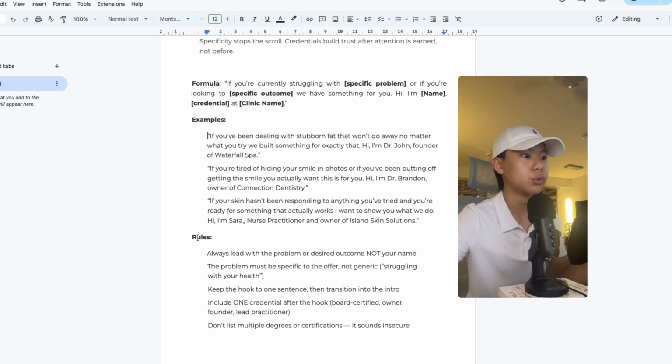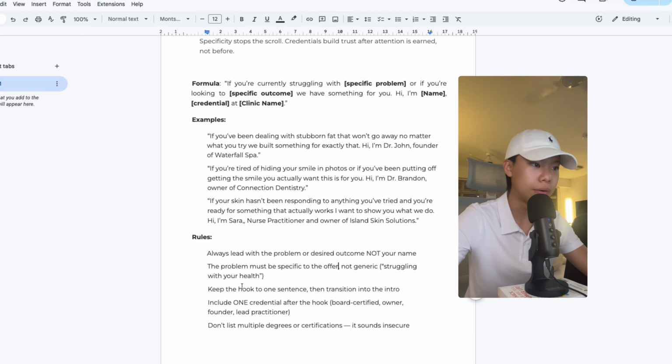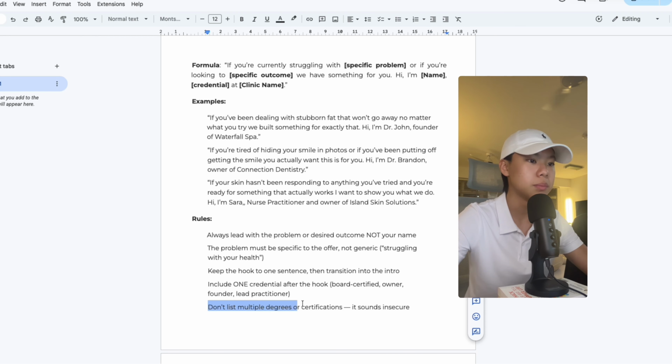Okay, cool. So the rules of part 1: always lead with the problem or the desired outcome, not your name. The problem must be specific to the offer, not generic. Keep the hook to one sentence, then transition to the intro. Include one credential after the hook, for example you're the owner or you are the lead practitioner, and so on. Don't list multiple degrees or certifications, it sounds insecure.